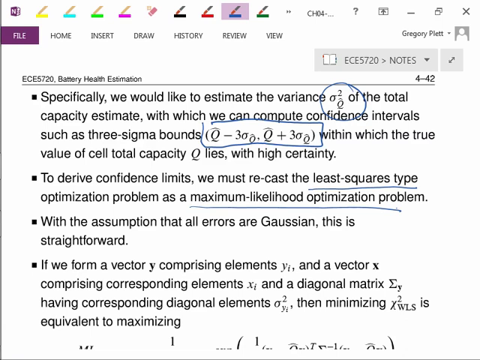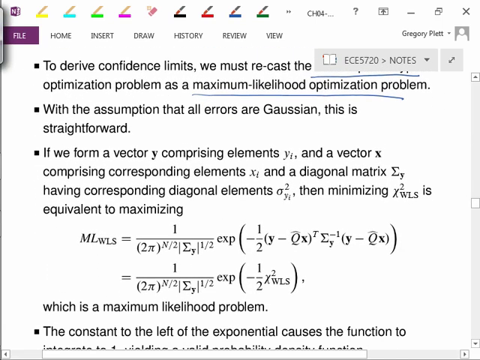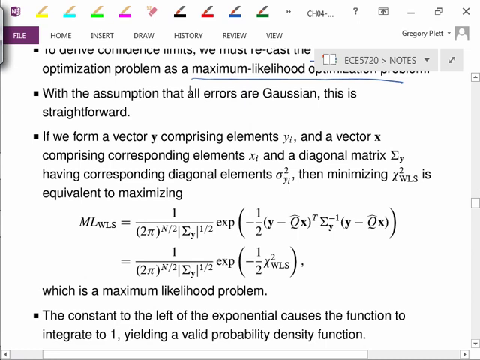If we assume that all of the errors are Gaussian, it turns out that we can actually recast this in a very straightforward way. Let's look at how to do this. We form a vector y that has all of the elements yi and a vector x that has all of the elements xi. We've done that before. That's nothing new. What's new now is a diagonal matrix sigma y that has on its diagonal all of the variances, the sigma squared yi.